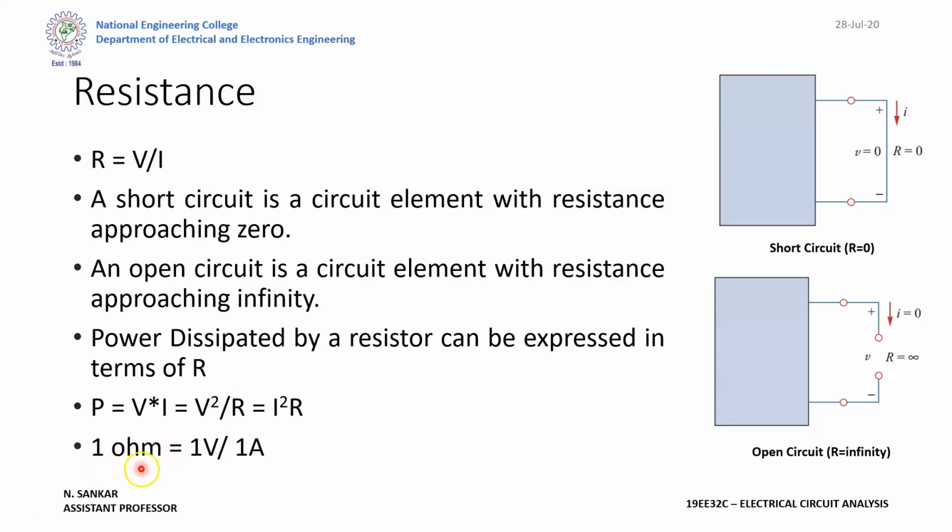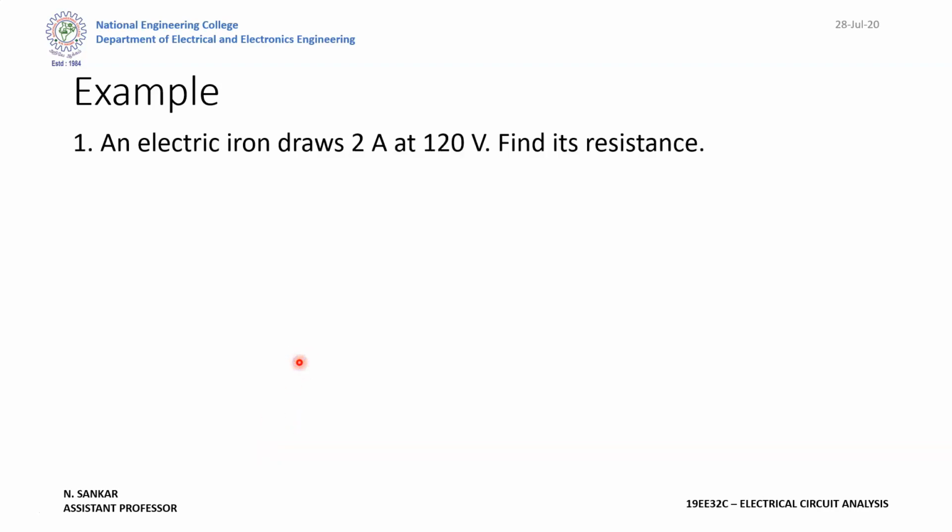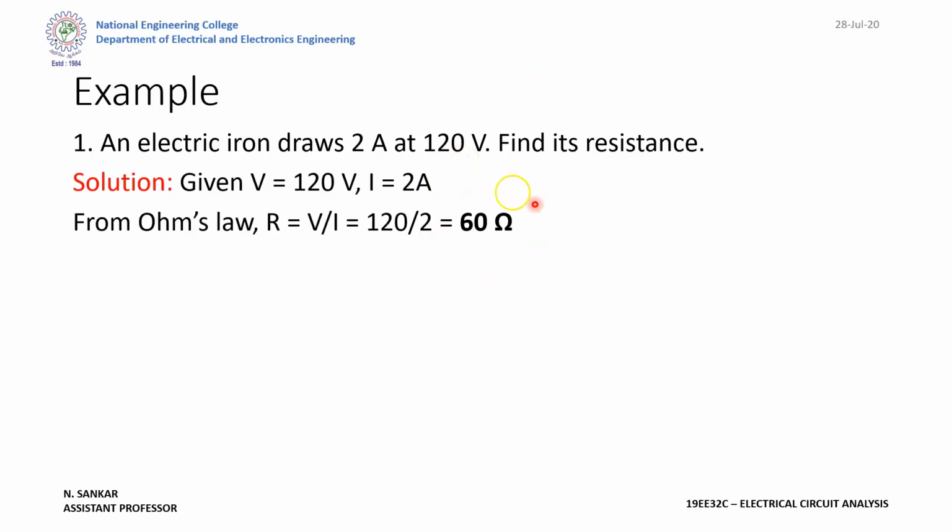So for 1 ohm, that is nothing but the voltage across the resistance is 1 volt and the current through the resistor is 1 ampere. Now an example: an electric iron draws a current of 2 ampere at 120 volt. Find its resistance. So I is equal to 2 and V is equal to 120. As per Ohm's law, V is equal to IR, then R is equal to V by I. So 120 divided by 2, and the answer is 60 ohm.